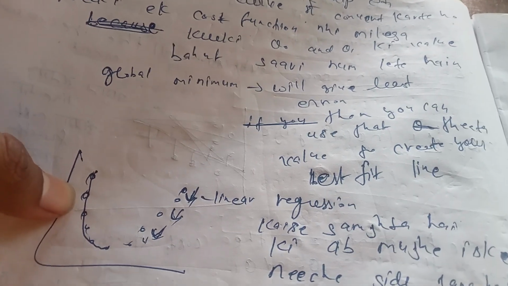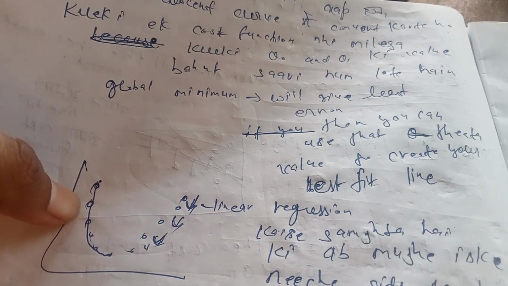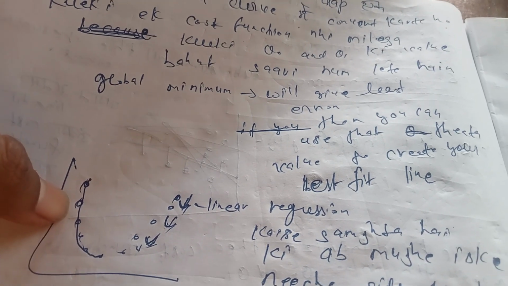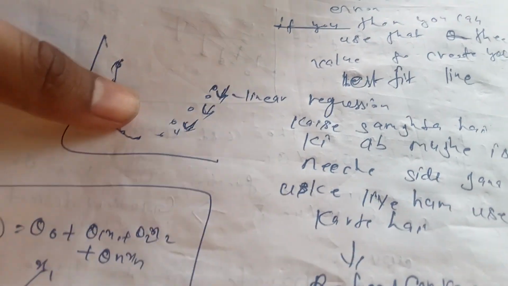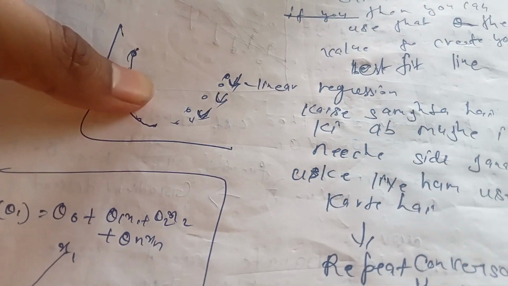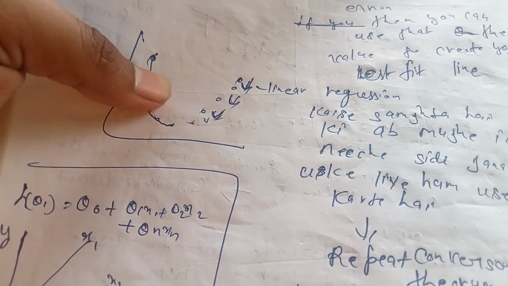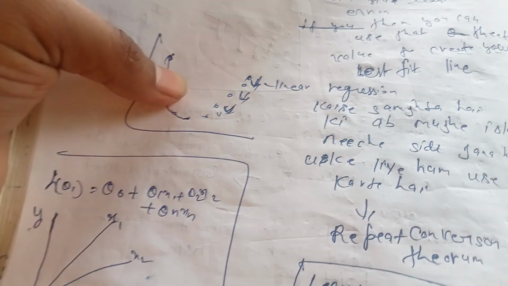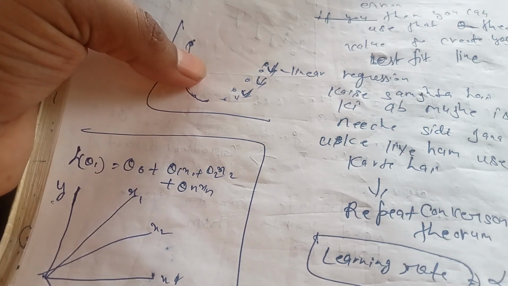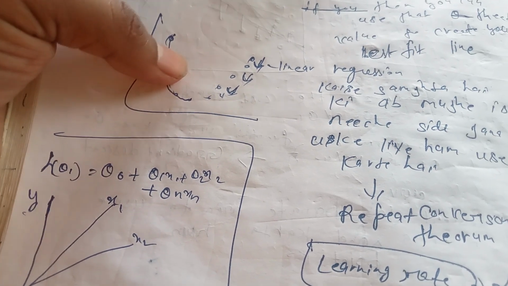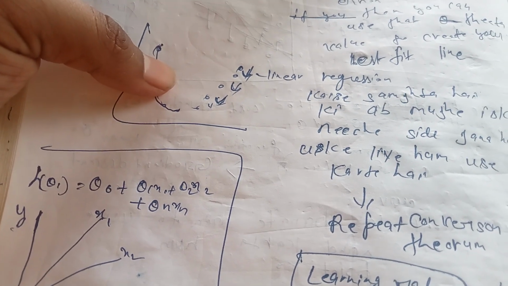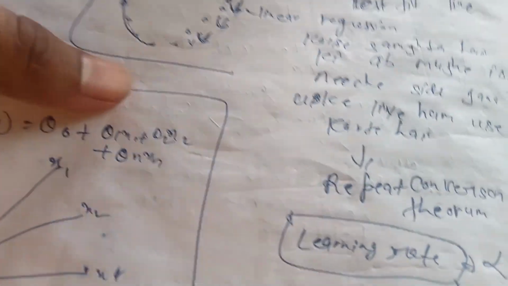Okay, when we get the theta 0 and theta 1 values, then we will use those values to make a best fit line. And this is actually linear regression mathematics. कैसे समझते हैं कि अब मुझे इसके नीचे साइड जाना है, उसके लिए हम यूज करते हैं repeat convergence theorem. Means how will we understand that we have to go downwards now? Okay, for that we use what?